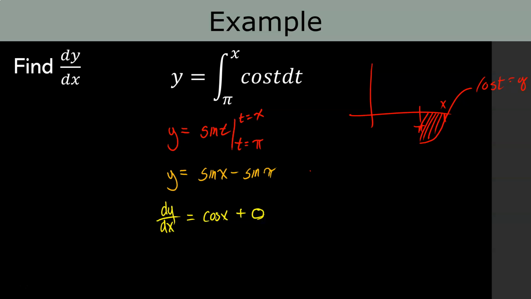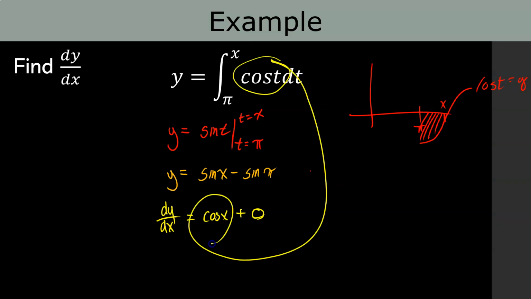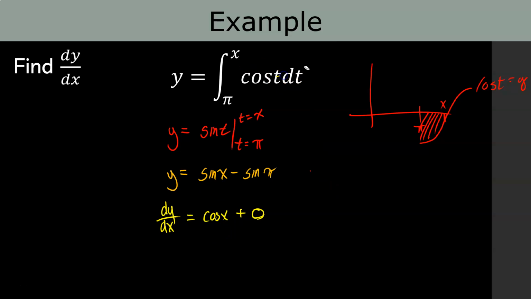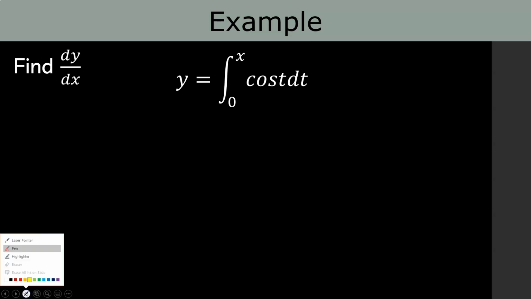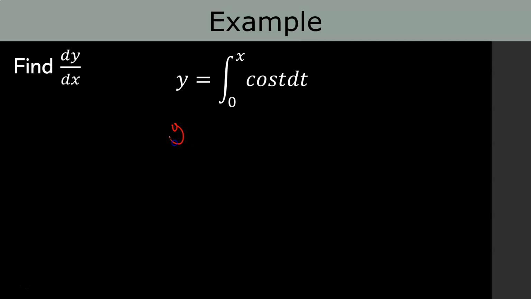Okay, so the derivative of a definite integral from pi to x of cosine of t dt ends up with cosine, the thing inside what we started with. So what do we think we're going to get here? Y is equal to the definite integral from 0 to x of cosine of t dt. Let's try that again. Well, so y, and we're starting somewhere else.